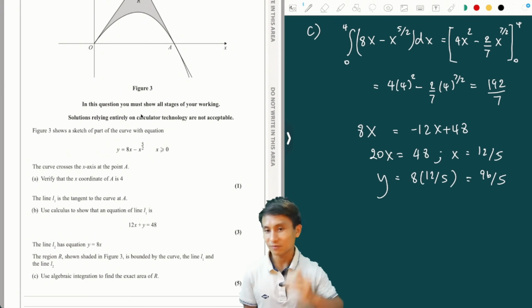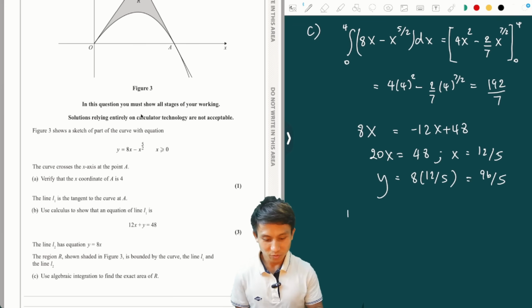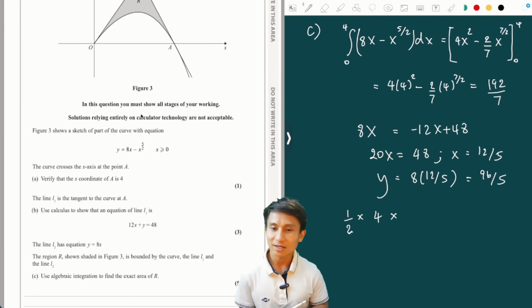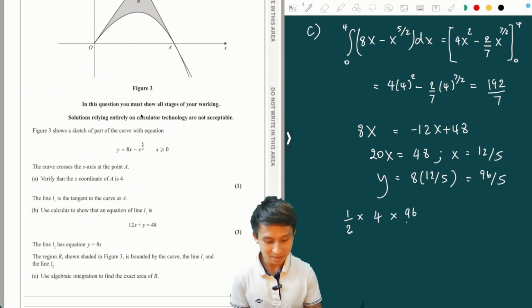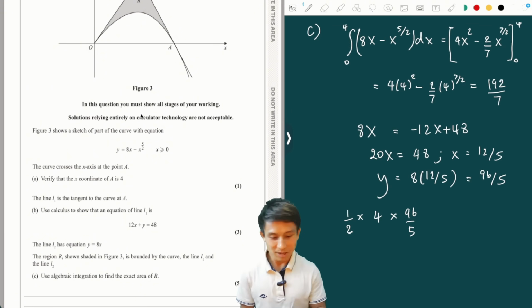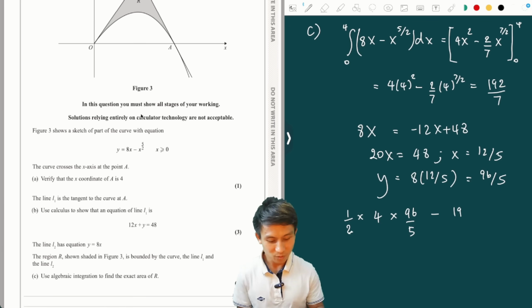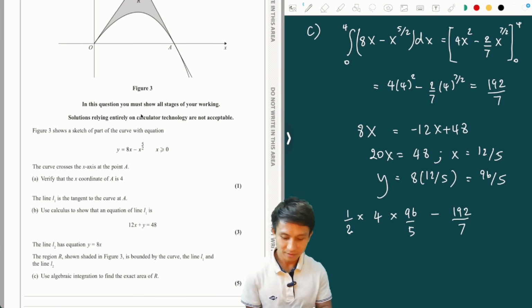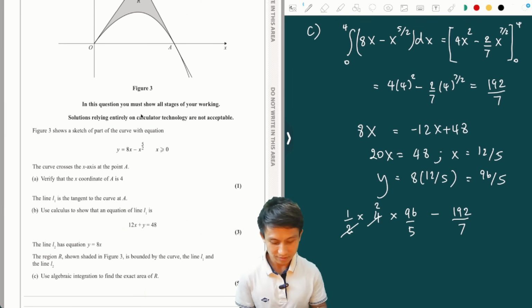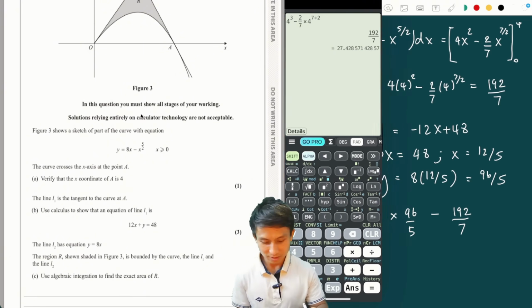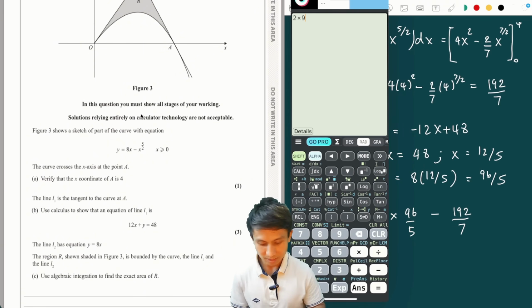And that is the height of the triangle. So we do 1/2 times base, which is 4, times height. What is the height? Oh yeah, 96 over 5, and then minus 192 over 7. And then that can cancel the 2, so let's use the calculator. So 2 times 96 over 5, and then minus 192 over 7.